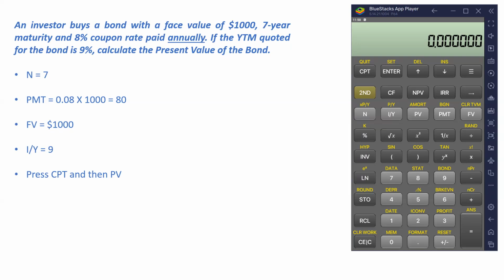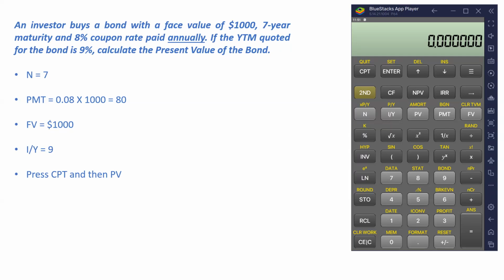So let's write down all the values that we know. N is 7. PMT is, it's an 8% coupon paying bond, so 0.08 multiplied by $1,000, which is 80. Future value is 1,000. The YTM or the I/Y is given as 9%. So we are going to enter it as 9. So don't use the percentage sign, enter the values as it is when you are entering the YTM. And then we have to calculate what is the present value.